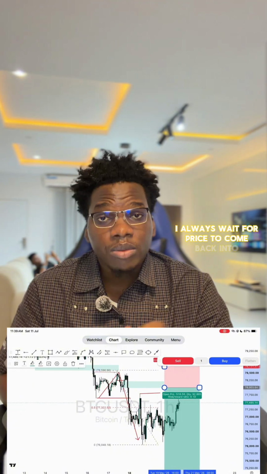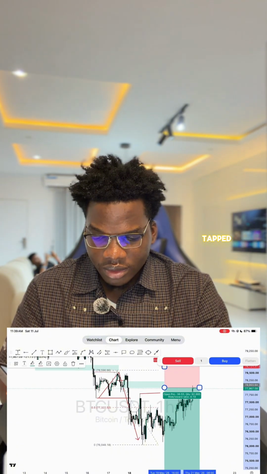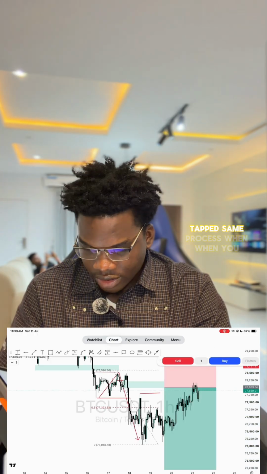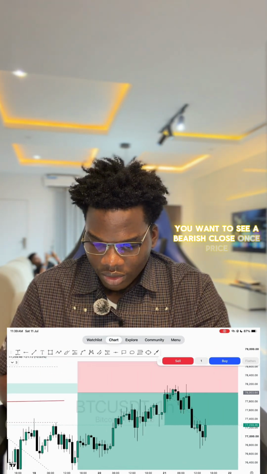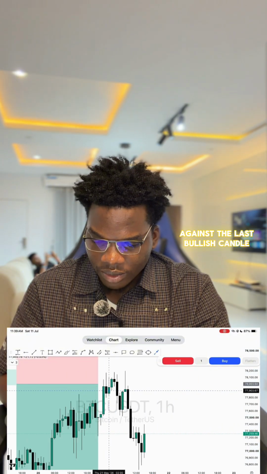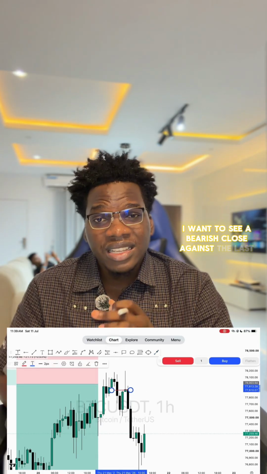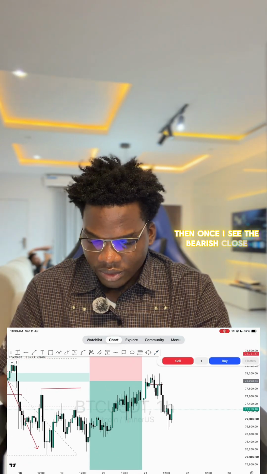I always wait for price to come back into my premium level. So you can see it, price is approaching it already. Tapped. Same process: when you see the tap here, you want to see a bearish close. Once price taps on my zone, what I want to see is a bearish close against the last bullish candle. Then once I see the bearish close, I enter.